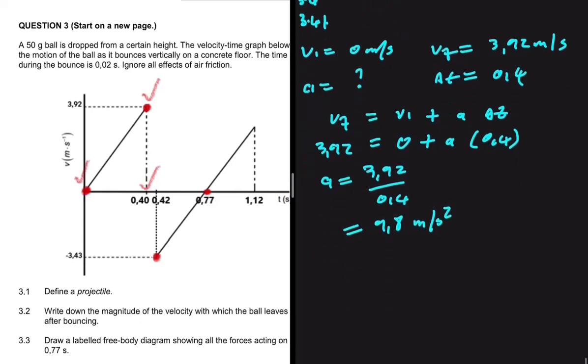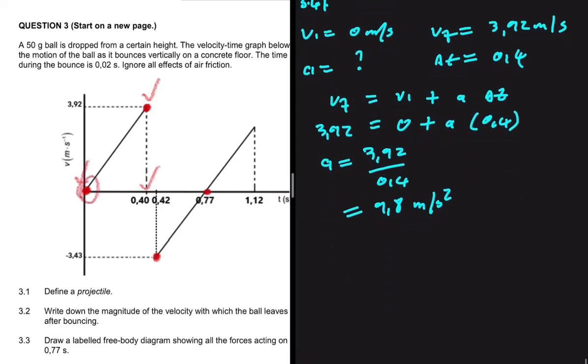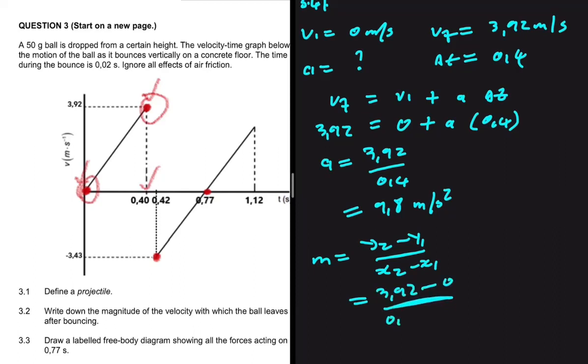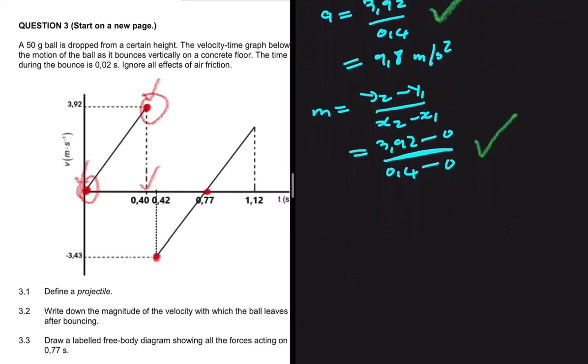If we decide to use the gradient, we can take this first point here and this point, and find the gradient between the 2 points, of which we're going to get y2 minus y1 divided by x2 minus x1. y2 is 3.92 and y1 is 0. x2 is 0.4 and x1 is 0. Again, you can see that we're going to get 9.8 meters per second squared, regardless of which technique we decide to use.